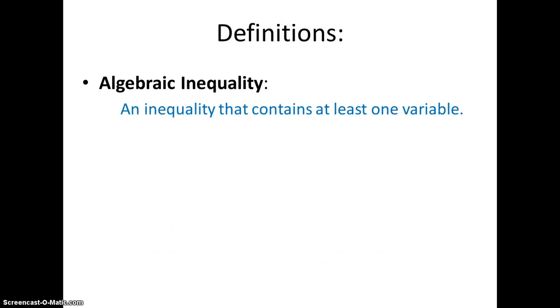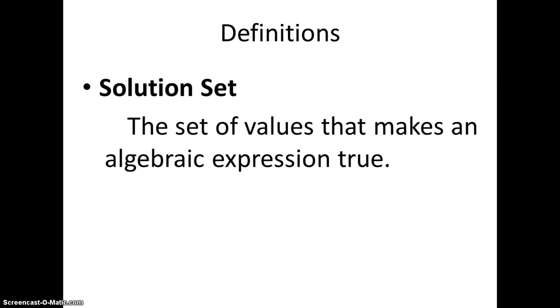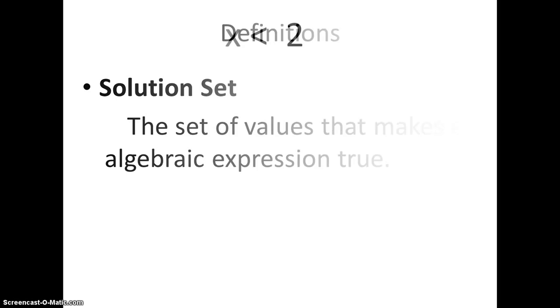An algebraic inequality is an inequality that contains at least one variable. You see these algebraic inequalities in several forms. A solution set is the set of values that makes an algebraic expression true. When you plot an algebraic inequality on a number line, it is very easy to see that the variable can be represented by quite a number of different numbers that would satisfy the inequality and make that statement true.